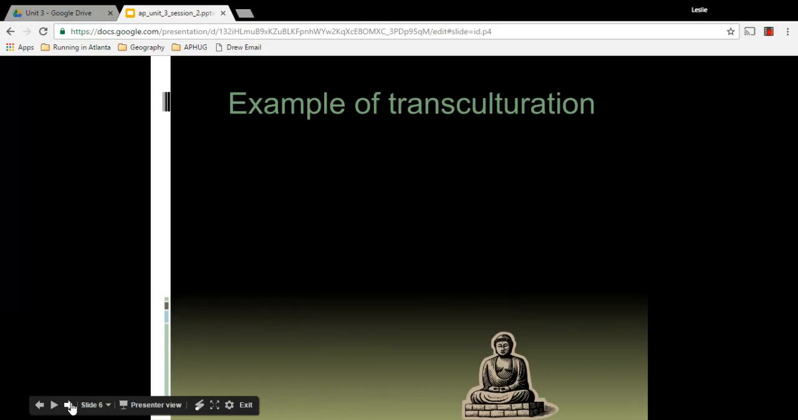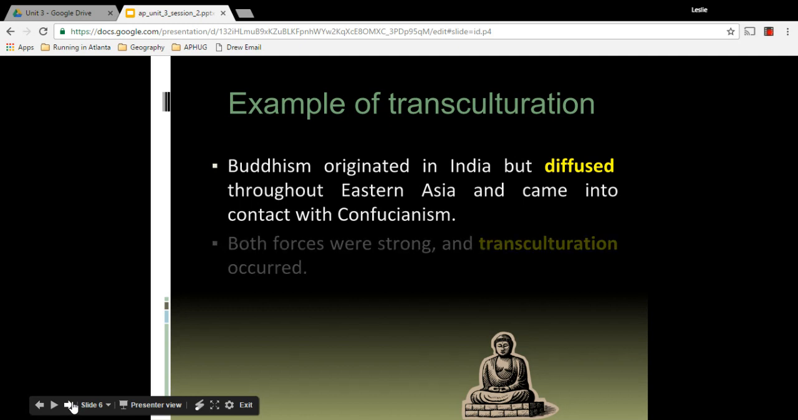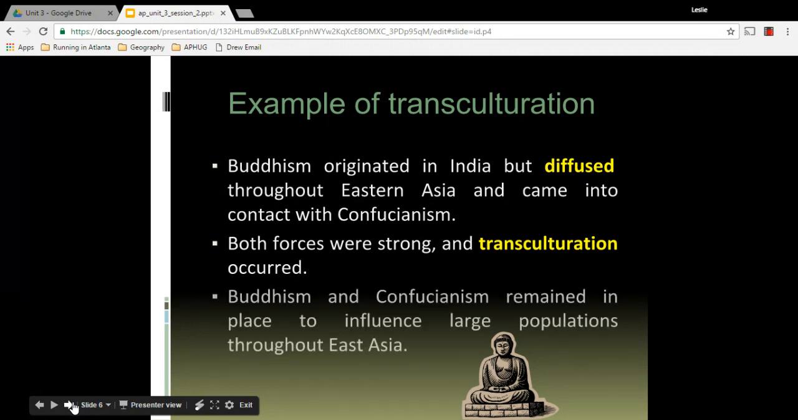So an example of transculturation would be, computer's moving a little slow. All right, so Buddhism. It originated in India, but it diffuses throughout Eastern Asia and came into contact with Confucianism, which is found primarily in China. So both forces were strong and transculturation occurs. Buddhism and Confucianism remained in place to influence large populations throughout East Asia, and you still see these religions practiced today in East Asia.